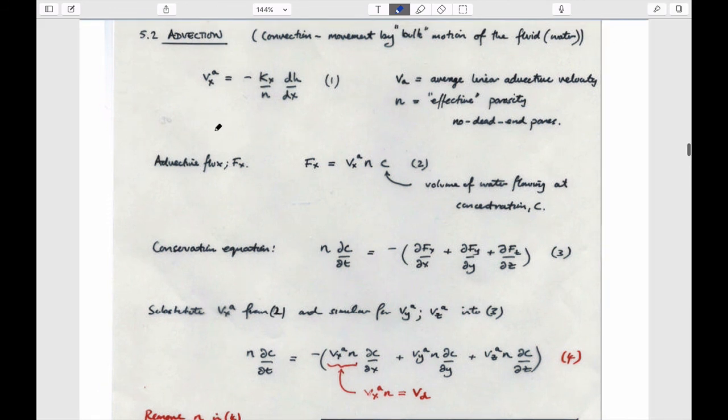So advection. We have a flux, the advective flux. The flux is equal to, if you remember, the Darcy velocity is equal to, sorry, we've written this. The advective velocity is equal to the Darcy velocity divided by porosity. That means that the Darcy velocity is equal to the advective velocity times the porosity. Just taking these two standard results.